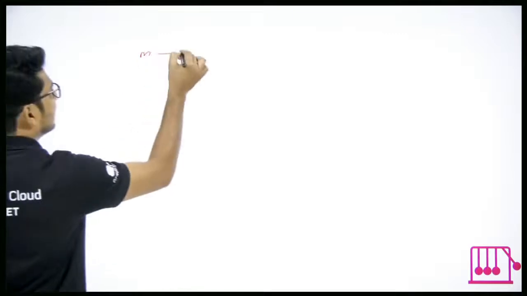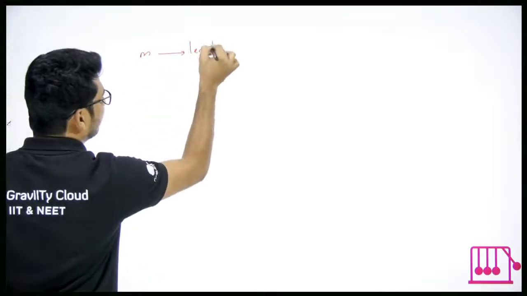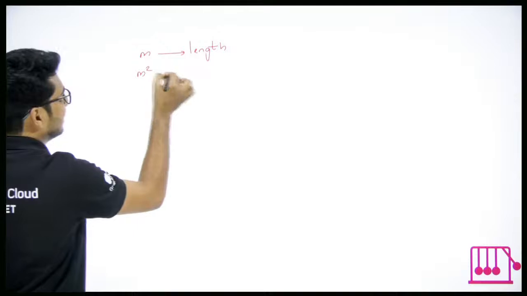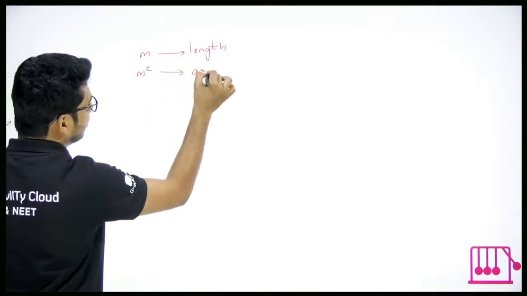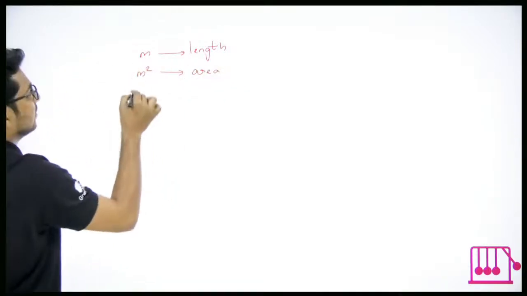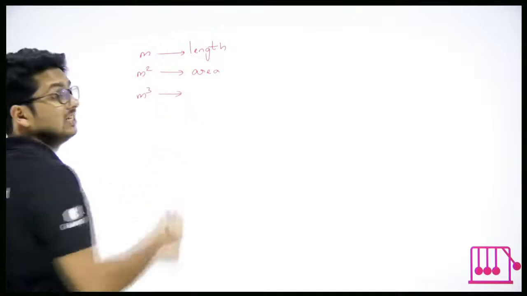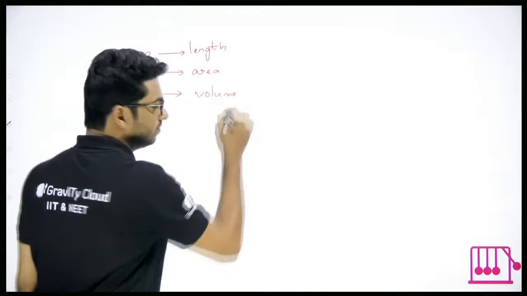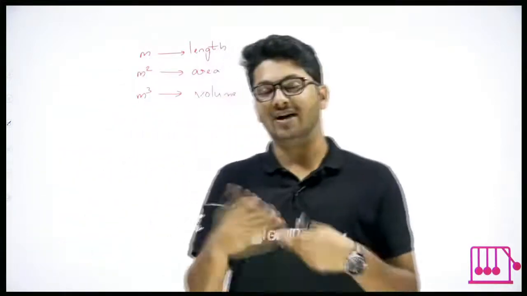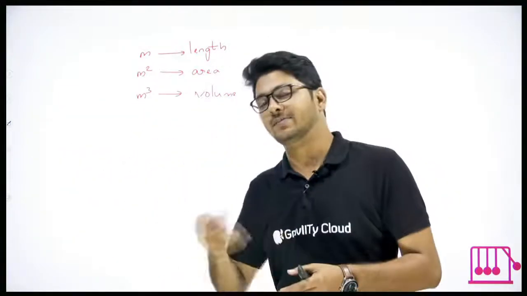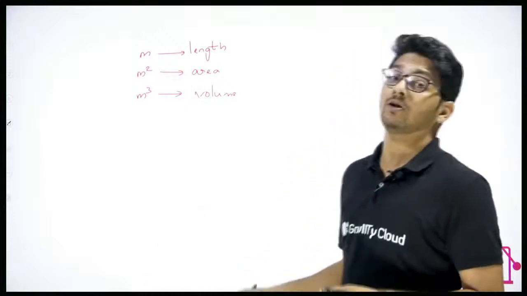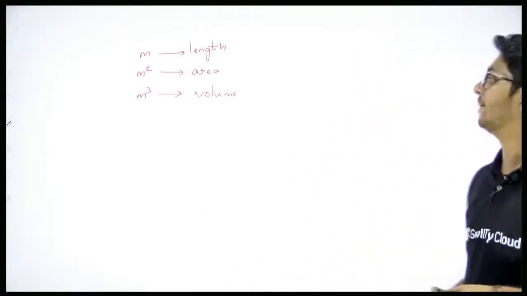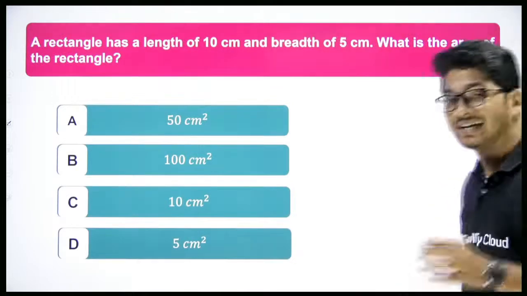If it is meter, it is the SI unit of length. If it is meter to the power 2, it is the SI unit of area, square meter. If it is m to the power 3, cubic meter, it will be the SI unit of volume. If one power increases, that means length becomes area or area becomes volume. Good? Okay, good. Next. A rectangle.